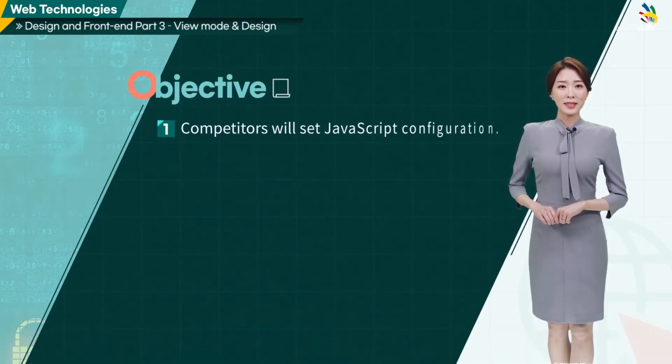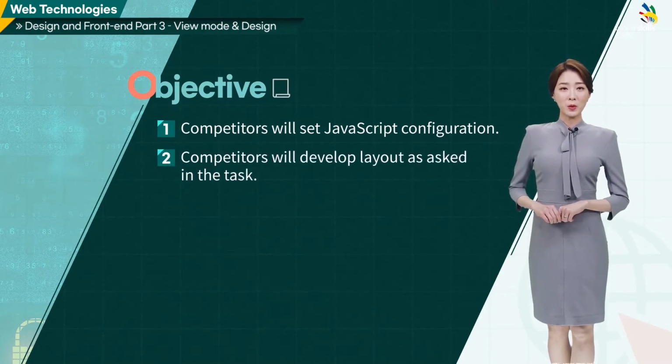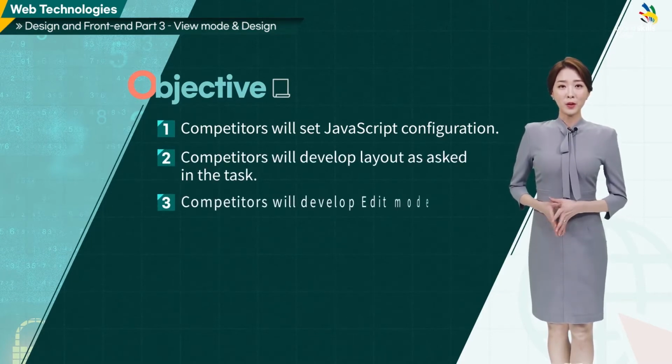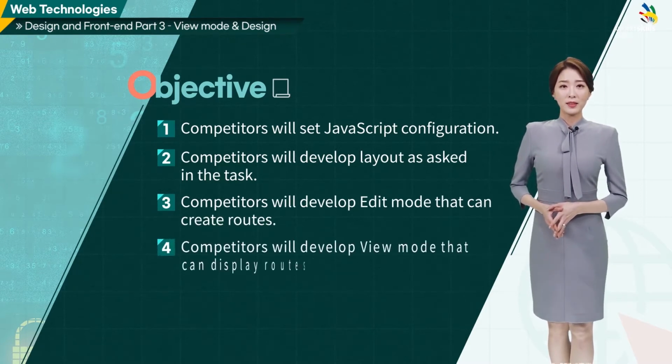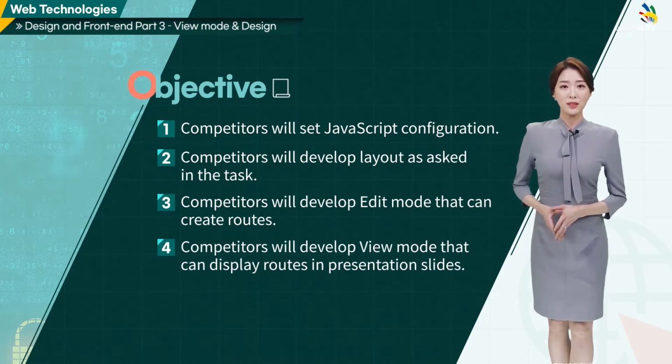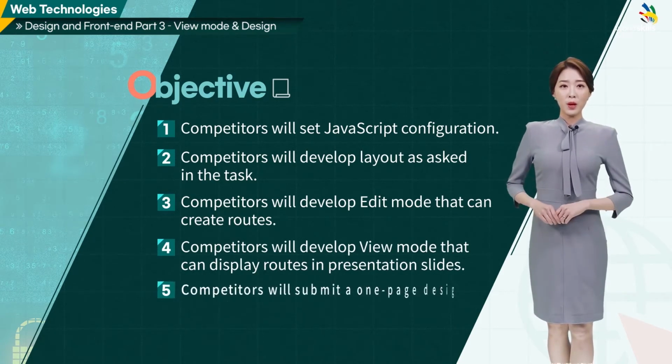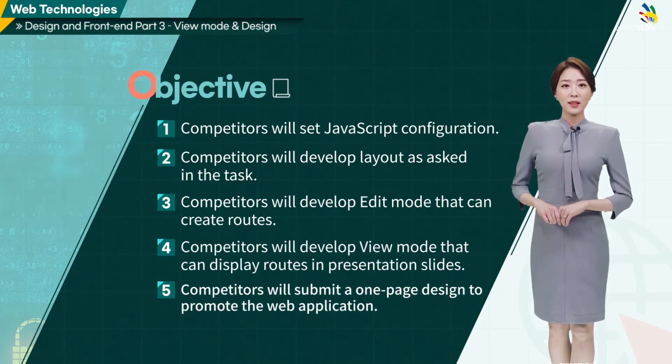First, competitors will set JavaScript configuration, and competitors will develop layout as asked in the task and implement edit mode that can create routes. In addition, competitors will develop view mode that can display routes in presentation slides and submit a one-page design to promote the web application.